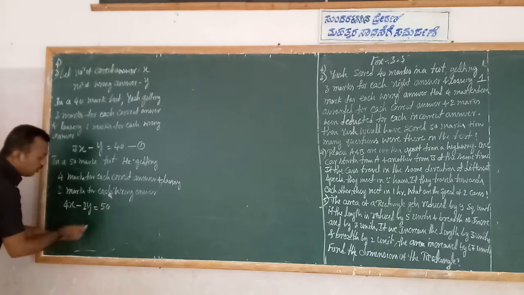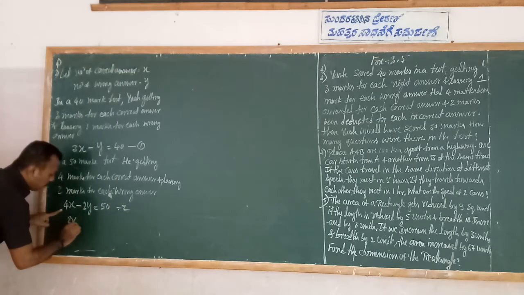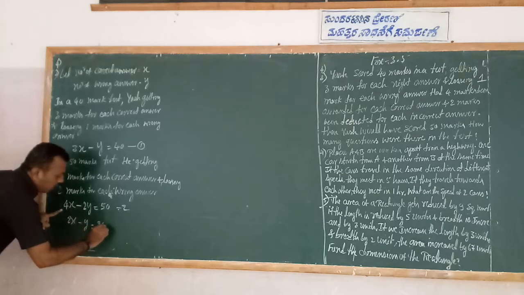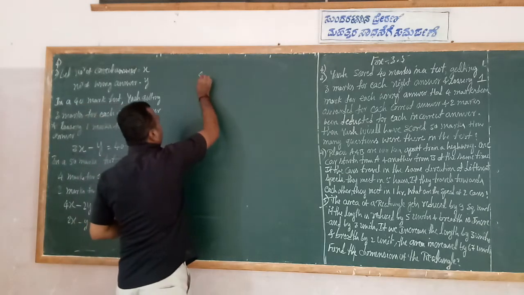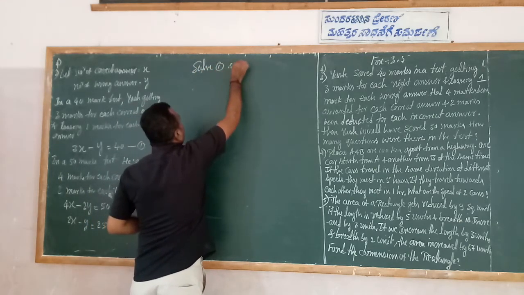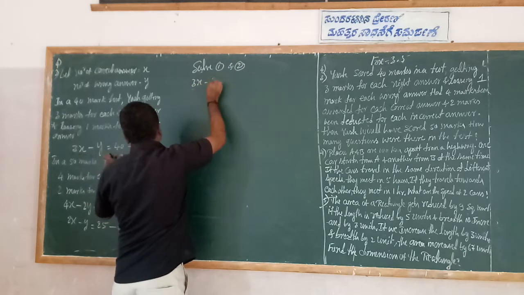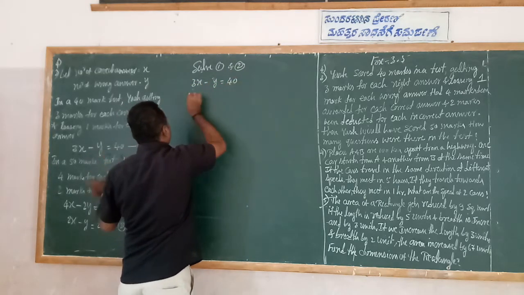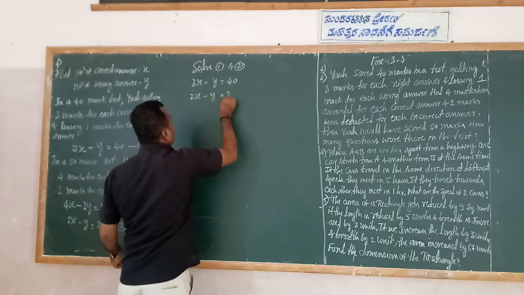Otherwise you have to reduce this form. So the whole equation is divided by 2. It becomes 2x minus y is equal to 25. So this is equation number 3. So solve 1 and 2, we will get the x and y value. What is the first equation? 3x minus y is equal to 40. What is the second equation? 2x minus y is equal to 25.